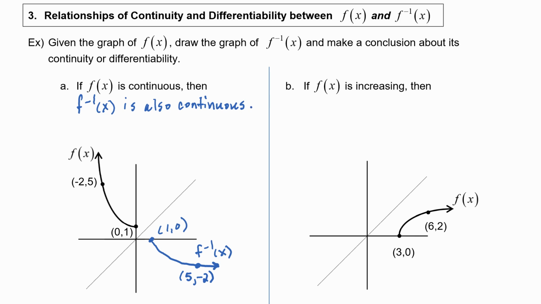Now in part B, we are given this graph of f of x, and so the first order of business will be to draw the graph of f inverse of x. Now I want you to pause the video and try to draw the graph of f inverse on your own, then restart the video when you're ready to check your answer.